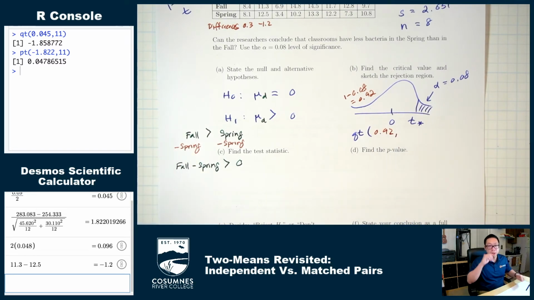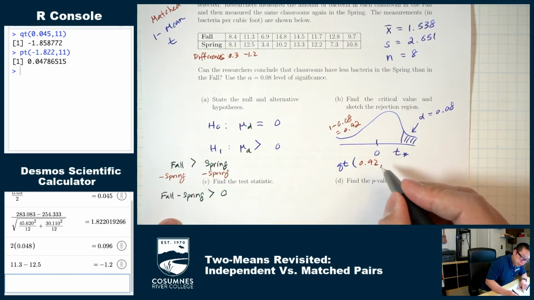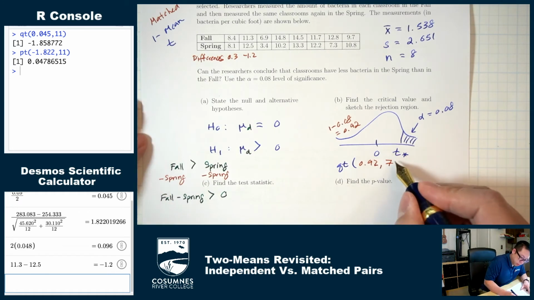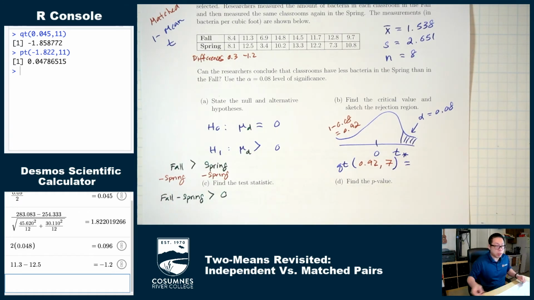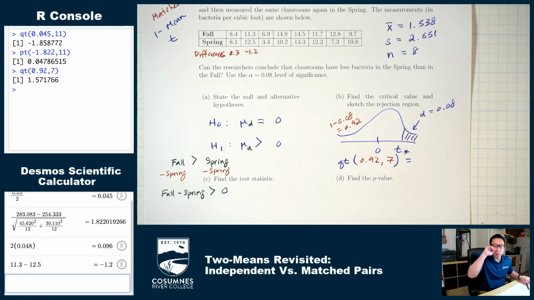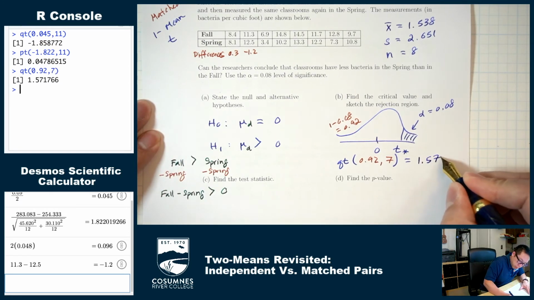QT has a df. Degrees of freedom is 1 less than the sample size. Our sample size here we said was 8. So 1 less would be 7. And then we'll do a QT of 0.92 comma 7. Now, based on my picture, because it's shaded to the right, I do expect a positive T. And I do get a positive T, 1.572. Okay, that's a T star.